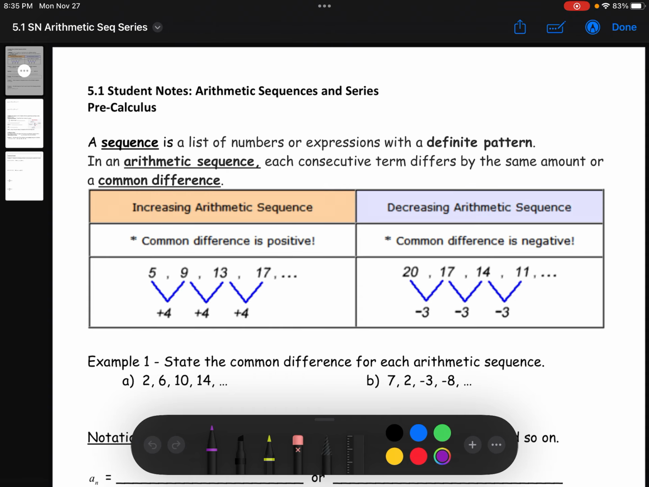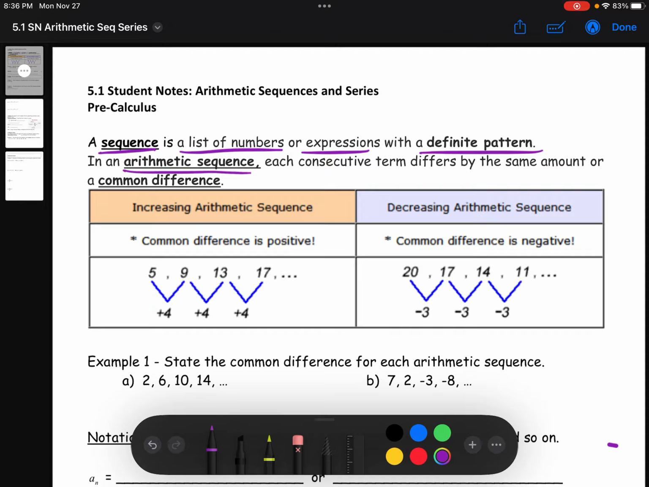Unit 5 is going to be about sequences and series, and 5.1 is going to focus on what we call an arithmetic sequence. Yes, it's the same word as arithmetic, spelled the same, but it's arithmetic when we're talking about a sequence. So a sequence is simply any list of numbers or expressions with a definite pattern. A pattern you could explain to someone so they could find the next number in the list.